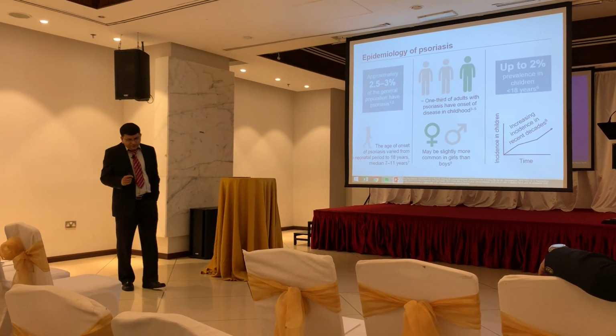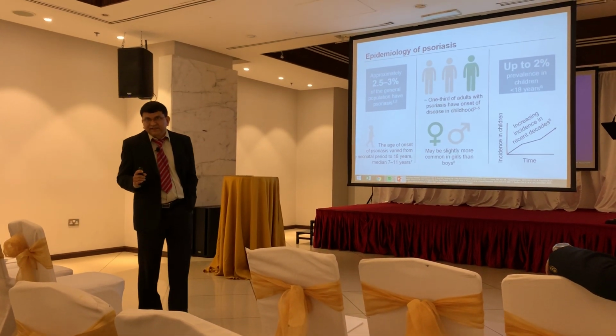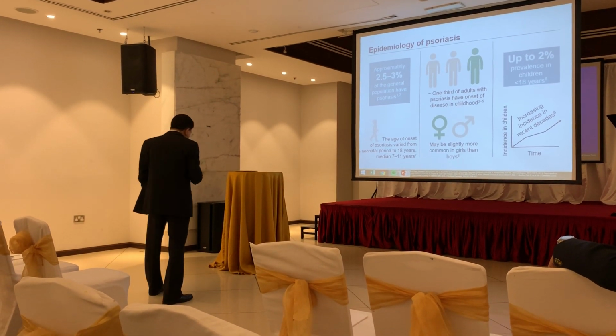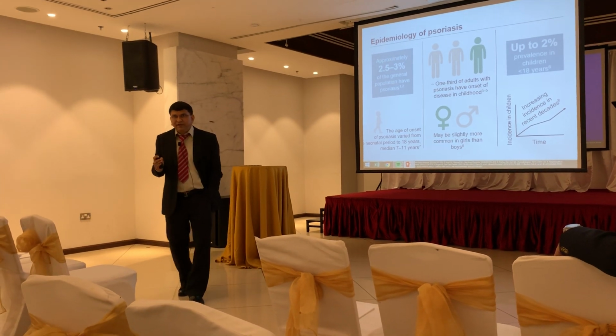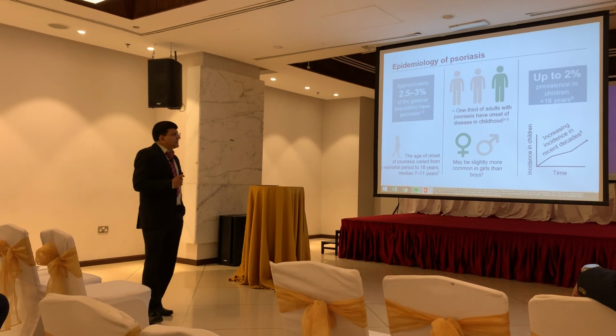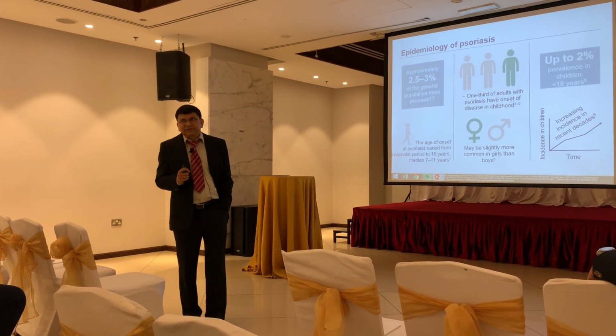Nearly 2.5 to 3% of the population has psoriasis. Okay, this everybody knows. One-third of adults had their onset of psoriasis when they were children, so this is a very important point to know. Up to 2% prevalence of psoriasis in the pediatric age group has been discovered.